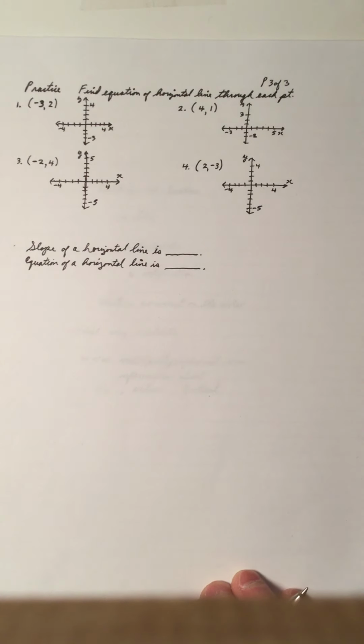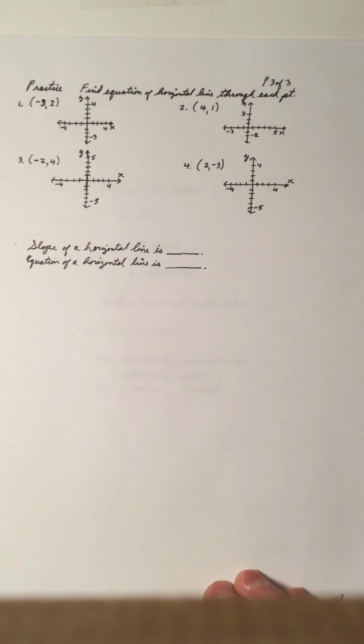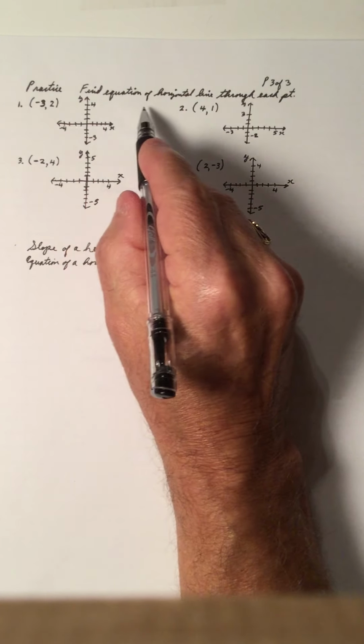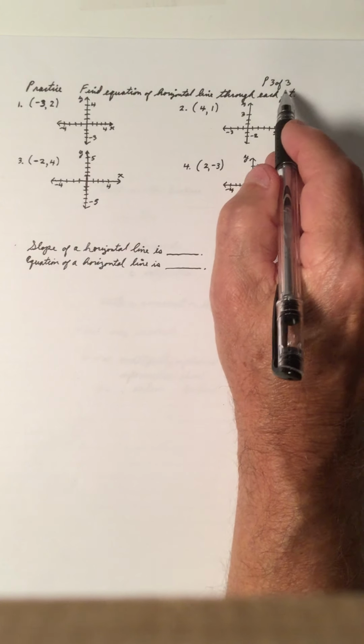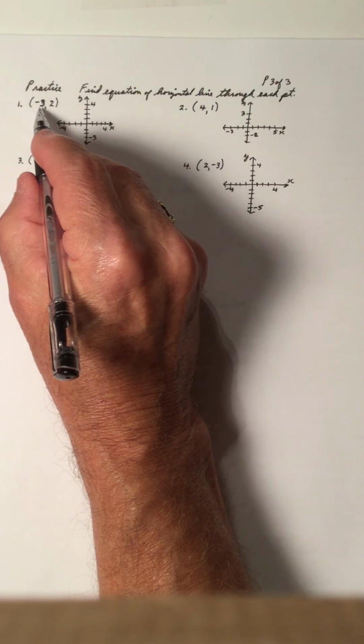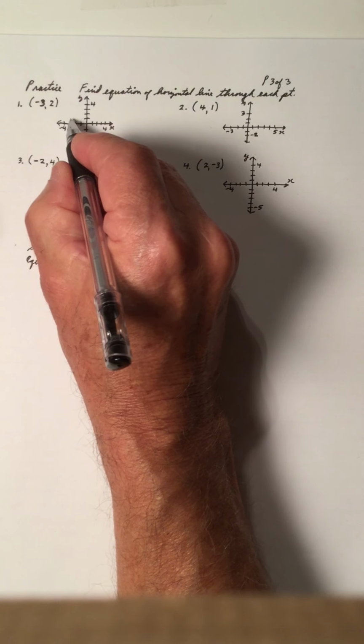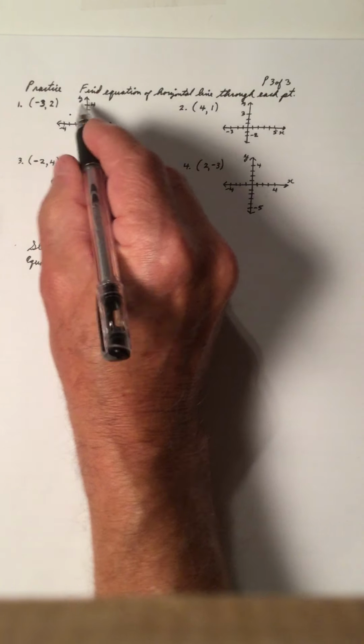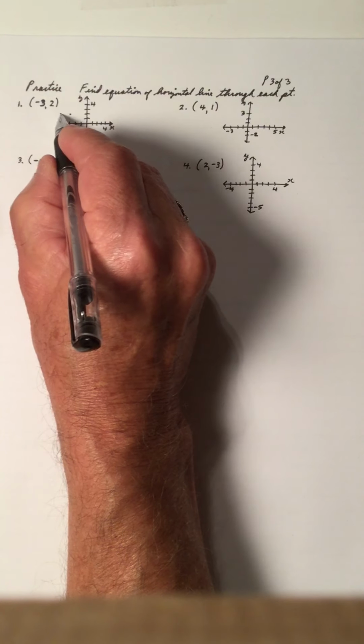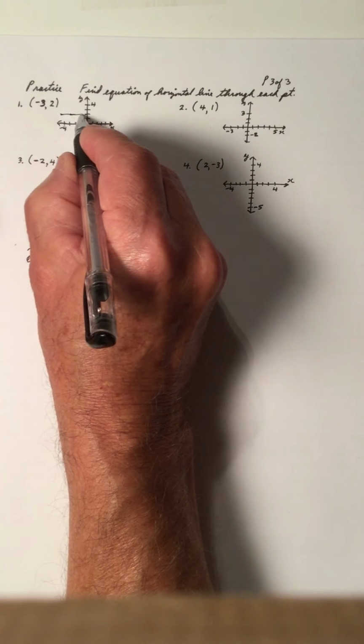Okay, let's continue. Practice means pause the video and work these questions out. See if you're right. Practice. Find the equation of the horizontal line through each point. So we have a point of negative 3, 2. X is negative 3, 1, 2, 3, 2, right there. So the horizontal line goes on through like that.